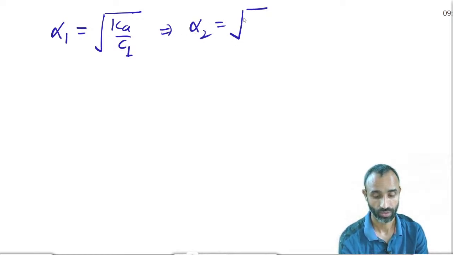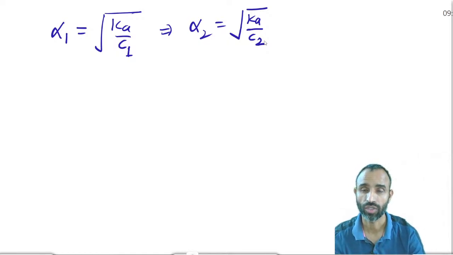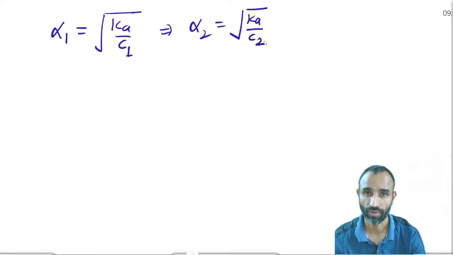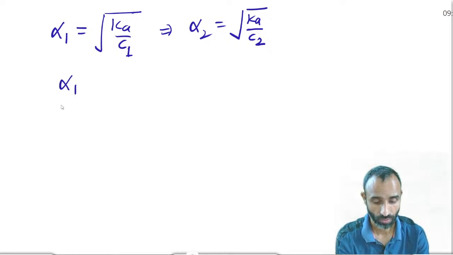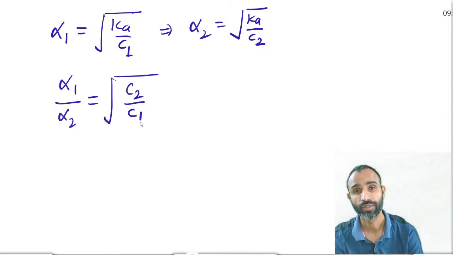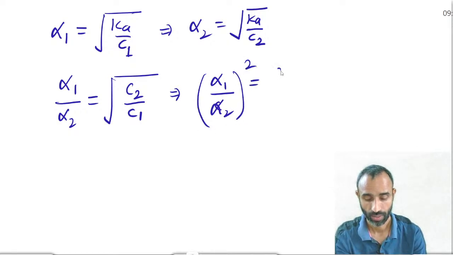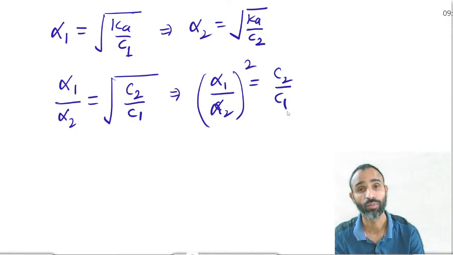Let us say this is concentration C1 and this is concentration C2. Ka remains same. Ka does not change with dilution. Ka value remains same. So alpha 1 by alpha 2 is equal to under root C2 by C1, or we can say (alpha 1 by alpha 2) square equal to C2 by C1.